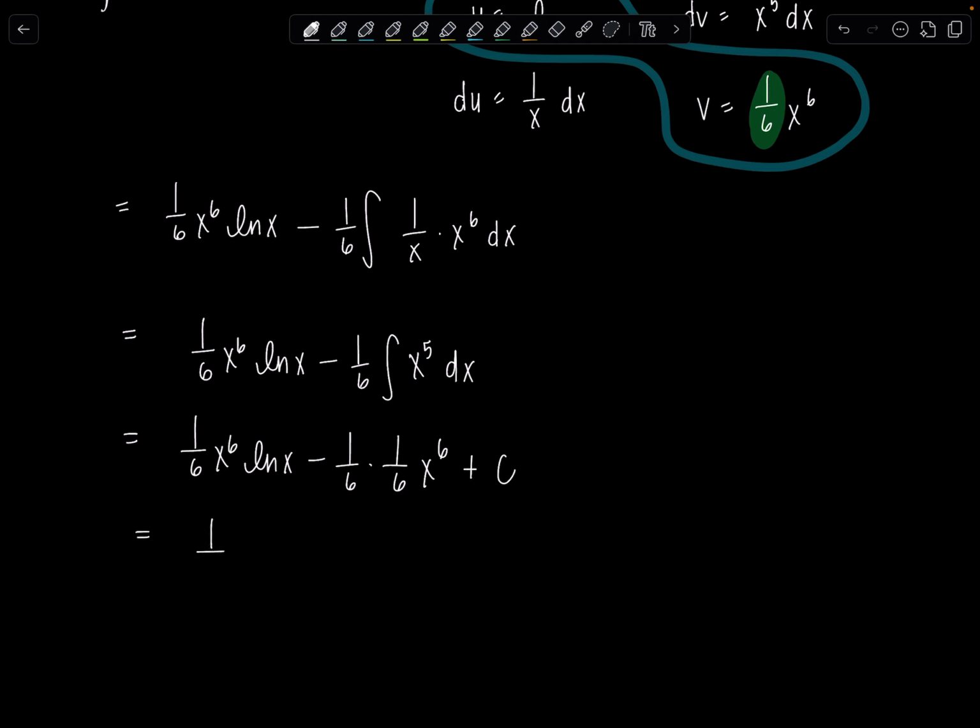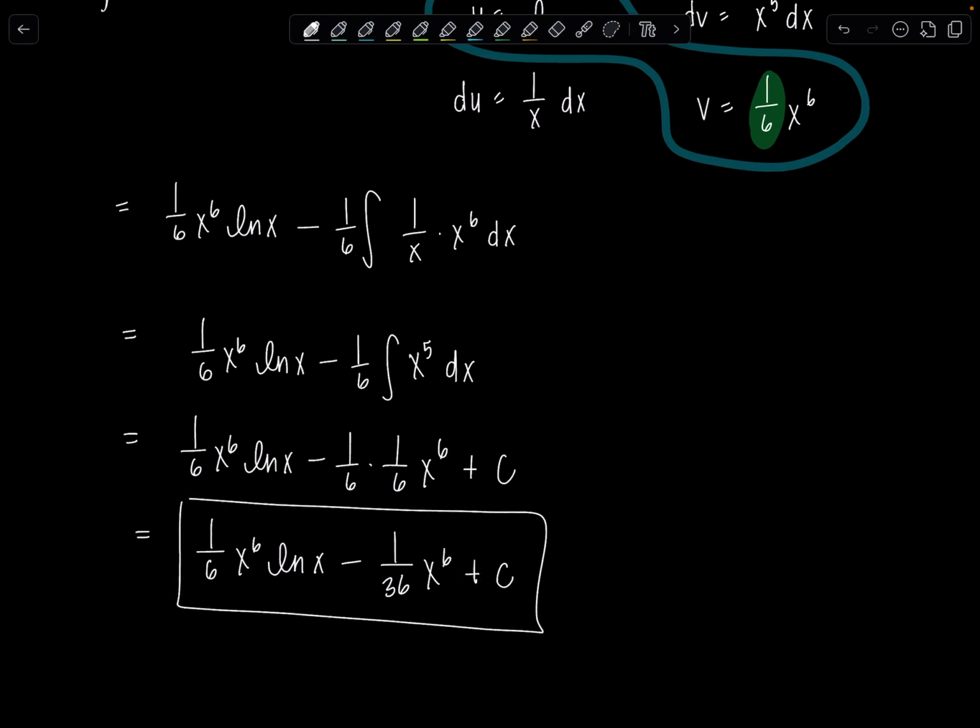And then I can clean all this up. This is 1/6 x to the sixth, natural log of x, minus 1 over 36 x to the sixth plus c. Beautiful.